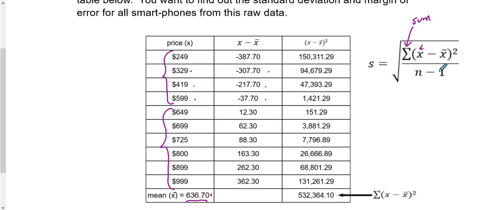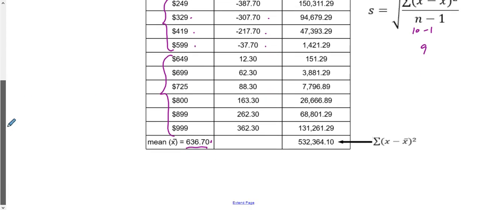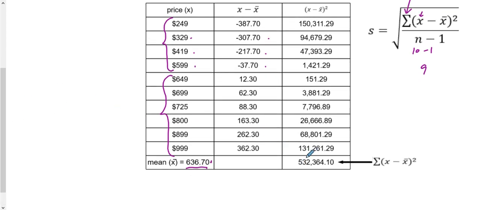Now, the denominator here, n minus 1, where n is the sample size. We had 10 phones here, so this is going to be 10 minus 1, which we know is 9. So what we end up with is 532,364.10. That's our numerator. Our denominator is 9. And then this is going to give us our standard deviation.